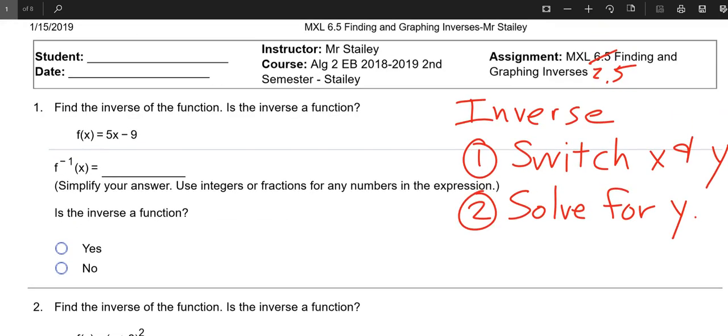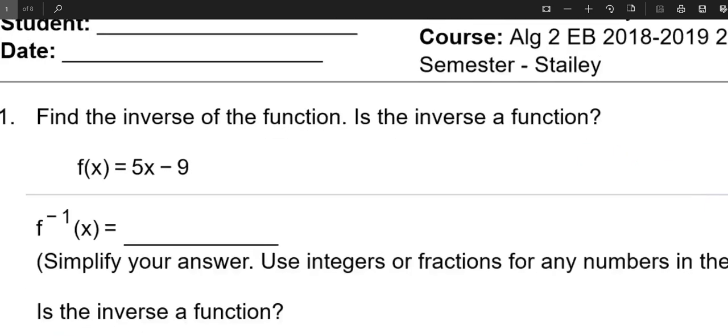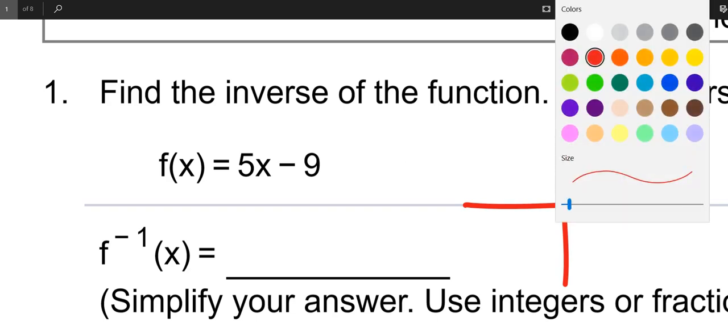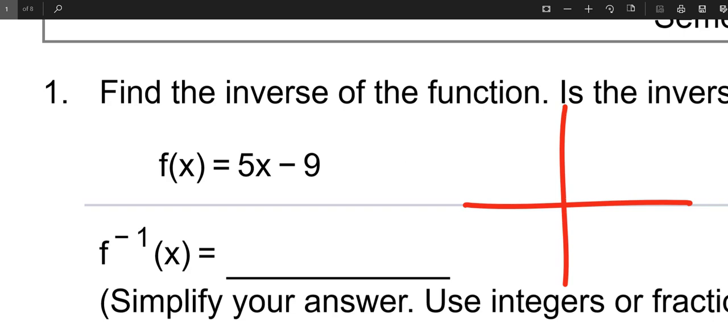Okay, now, back up to question 1. Now, what kind of graph is this, by the way? Anybody know what y equals 5x minus 9 looks like? It's a straight line. What's the y-intercept? -9. What's the slope? 5. So the original graph looks something like this. Fairly steep, goes through the y-intercept at -9.